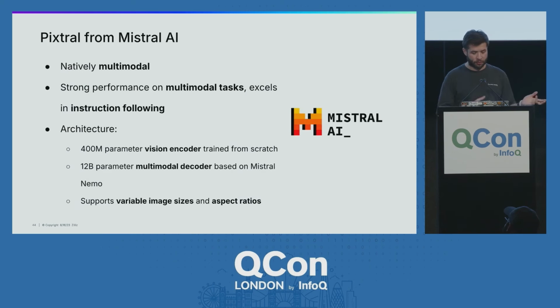And then Pixtral from Mistral. So this is natively multimodal, very strong performance on multimodal tasks, and it's very good at instruction following as well. The architecture, I'll go a tiny bit more into details on the next slide, but it's a vision encoder that they actually trained from scratch. When I was talking to some Mistral engineers, they were like, yeah, we were not happy with CLIP from OpenAI, so they were like, we're just going to train our own. So that's what they've done. And then the multimodal decoder is based on Mistral Nemo, and then it supports different image sizes and aspect ratios.